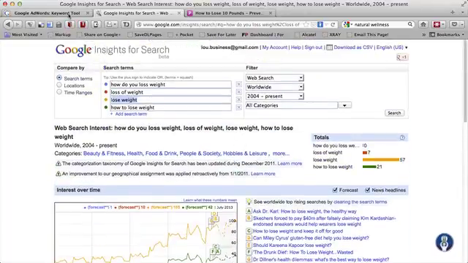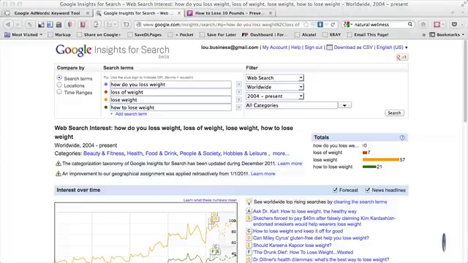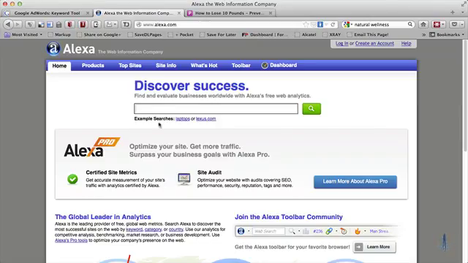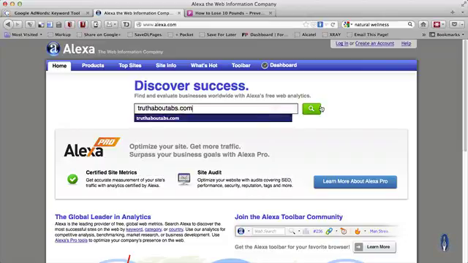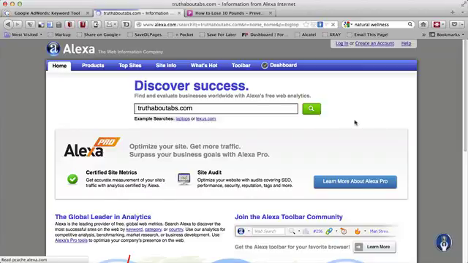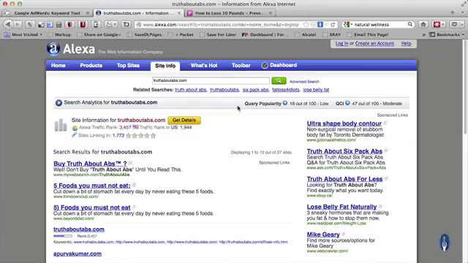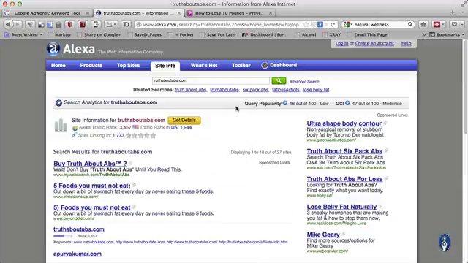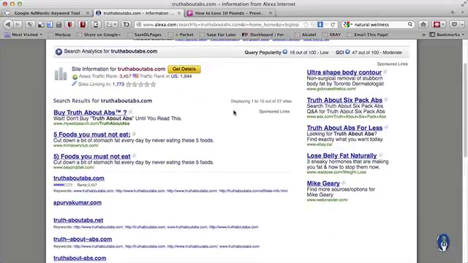Okay. Now, some of the other things that we talked about, some of the other tools. Alexa's good. I don't use Alexa as much anymore, but it's worthwhile knowing about it because what you can do here is, let's just say, truth about abs, since we're on the whole diet and weight loss thing. Traffic. Okay, so this gives you an idea.